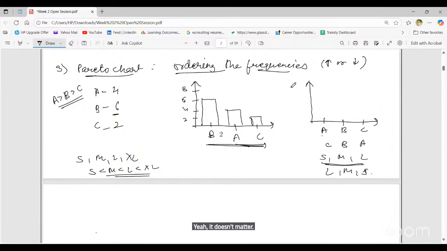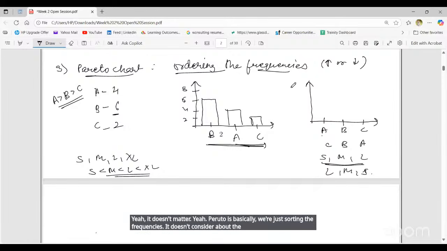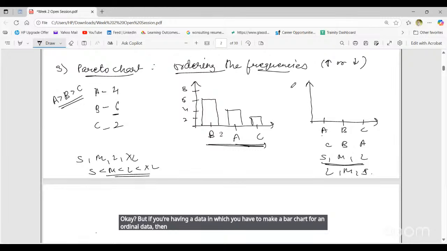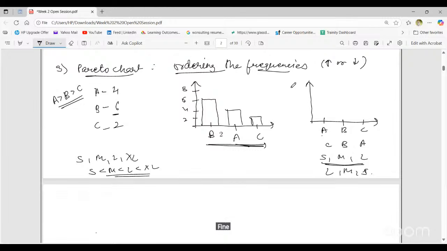Pareto is basically just sorting the frequencies. It doesn't consider the order. But if you have data for which you have to make a bar chart for an ordinal variable, then the chart should maintain the order of that category data. Fine. That's the main thing. Is it clear now? Yes, ma'am. Between the Pareto and the ordinal thing? Yes, ma'am. Okay then. So shall we proceed now?